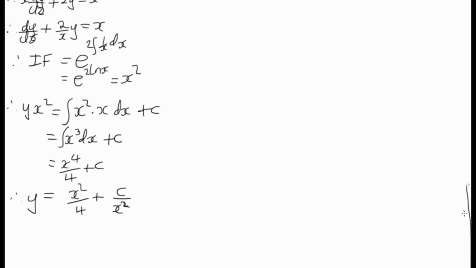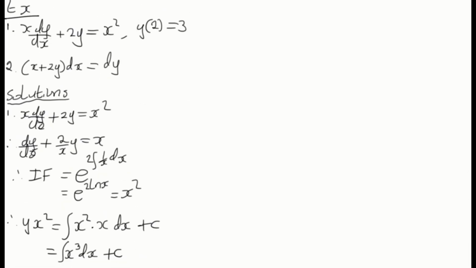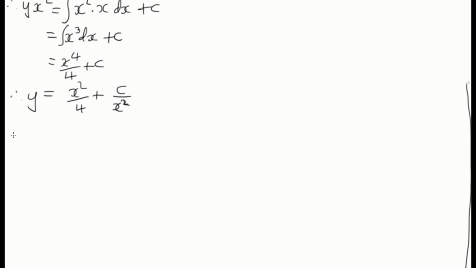Perfect. So this is the general solution. So the question comes with some initial conditions. Let me go back and look. Also 2 and a 3. So we have y is equal to 3 when x is equal to 2. So 2 squared will be 4 there. Therefore we have a 1 plus c with a 4 here. Therefore c is equal to 2 and a 4, c is equal to 8.